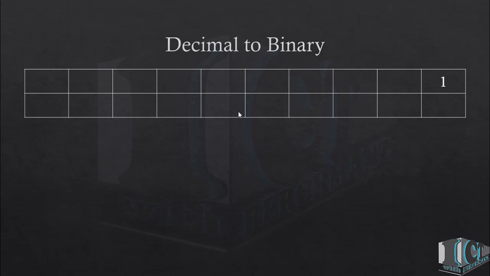So 1 into 2 will give me 2. Then I'm going to multiply this by 2 again. 2 into 2, 4. 4 into 2, 8. 8 into 2, 16. 16 into 2, 32. 64, 128, 256 and 512. It can go on from 1024, 2048, 4096, and it can go on according to the size of the number that we are going to convert.